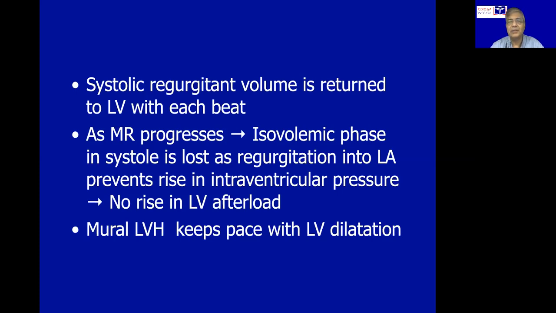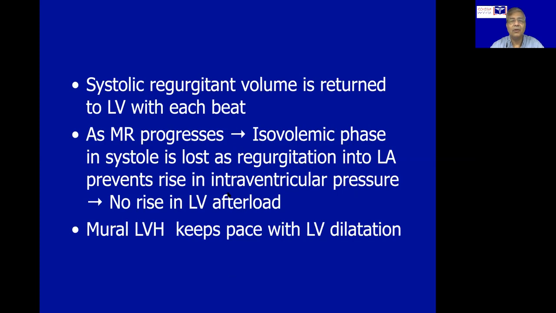As the MR progresses, the isovolumic phase in systole is lost as the regurgitation into the LA prevents the rise in intraventricular pressure. And as a result of this, there's no rise in the LV afterload.